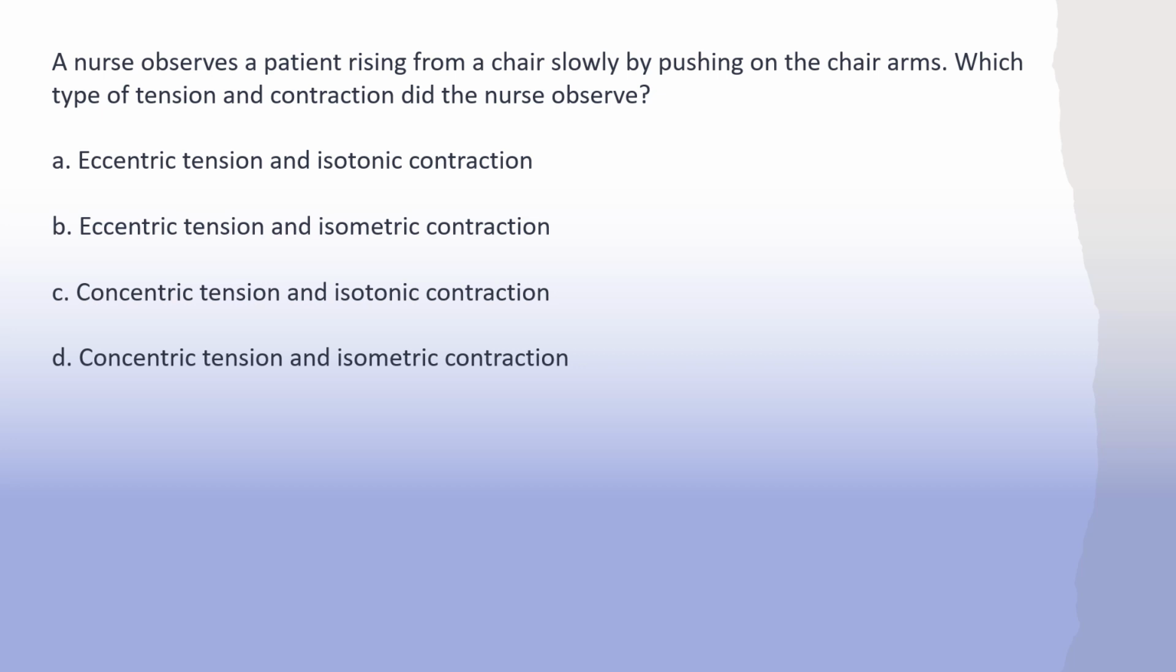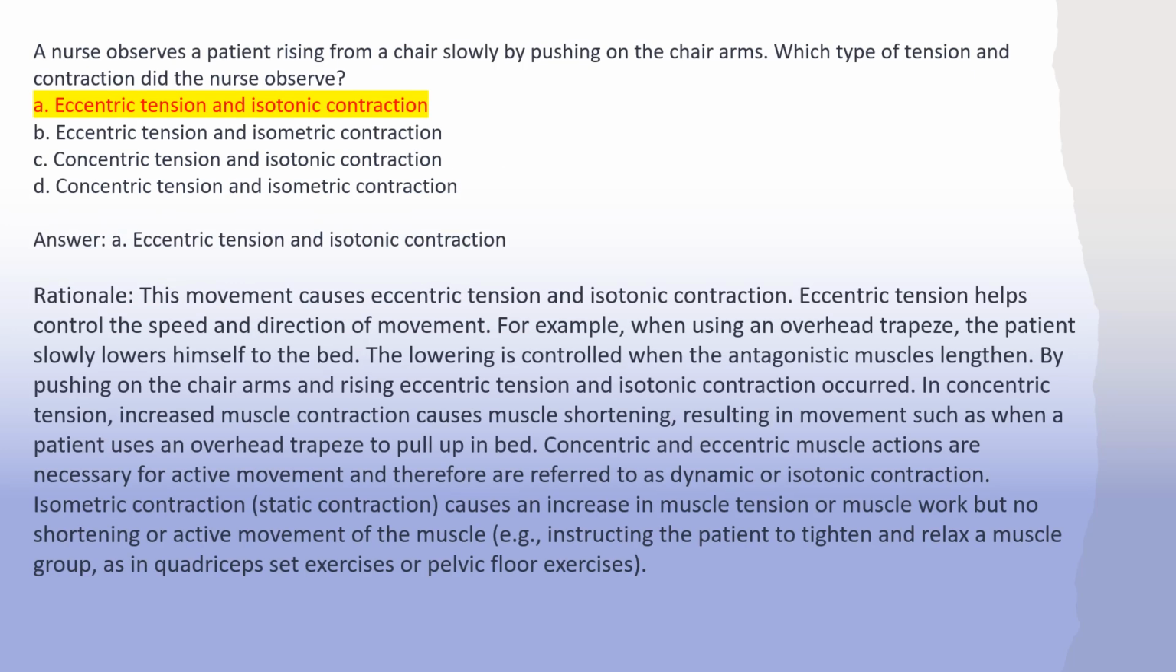C. Concentric tension and isotonic contraction. D. Concentric tension and isometric contraction. Answer A. Eccentric tension and isotonic contraction. Rationale: this movement causes eccentric tension and isotonic contraction.